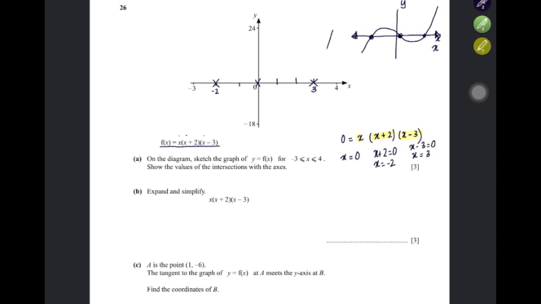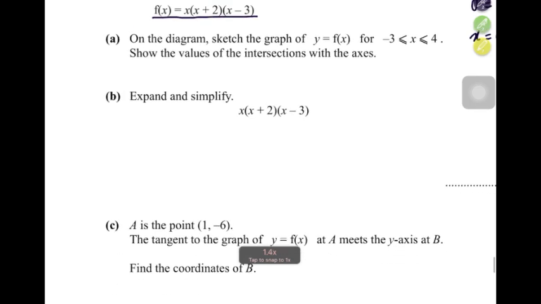We can roughly draw our cubic graph to intersect at negative 2, 0, and 3. This is a rough graph, but this is the shape of a cubic graph. Now, expand and simplify this equation.